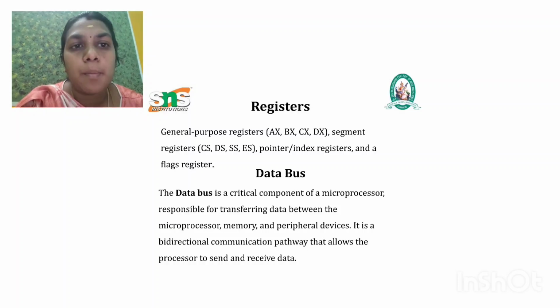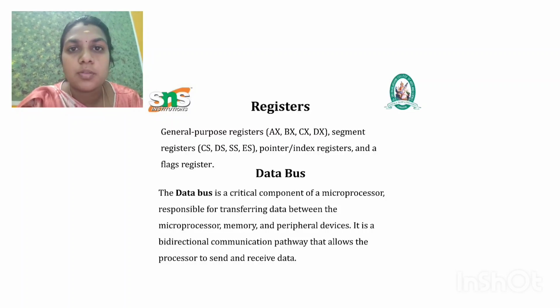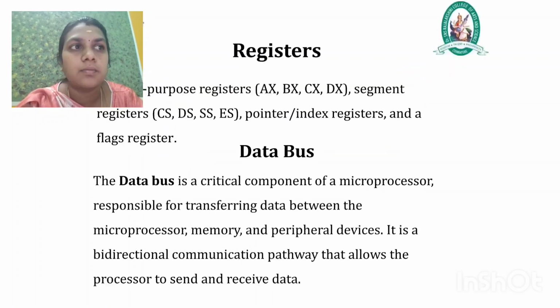And then the data bus. What is meant by data bus? The data bus is a critical component of the microprocessor, responsible for transferring data between the microprocessor and memory and peripheral devices. It is a bidirectional communication pathway that allows the processor to send and receive data.